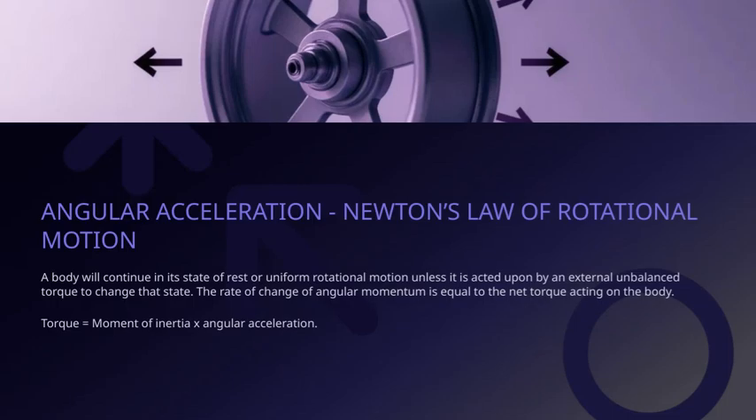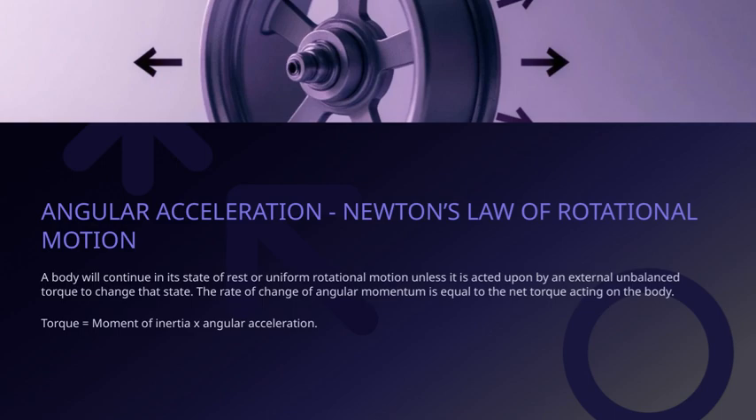Let's start with the relationship between torque and angular acceleration. Torque is essentially the rotational equivalent of force, and it's calculated as the moment of inertia multiplied by the angular acceleration. Think of it as how much rotational push is needed to change an object's rotational speed. Now, a key point here is that a body will stay at rest or continue rotating uniformly unless an external unbalanced torque acts on it. This is similar to linear motion, where an object keeps moving unless something forces it to stop or change direction.